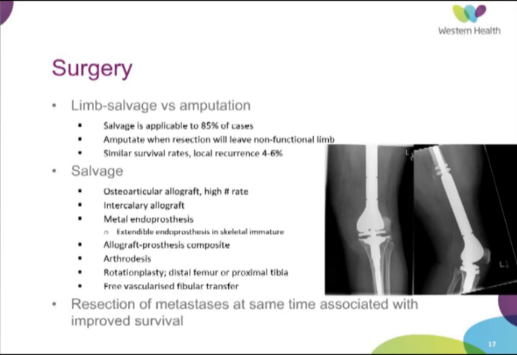You can use allograft prosthesis composite, which we commonly use for failing total hips and long stem hip replacements. You can use an arthrodesis to replace the affected part of bone and joint, or you can do a rotational plasty, particularly when the site affected is the distal femur or proximal tibia. Free vascularized fibular transfer is also described. Resection of the metastases at the same time is associated with better survival.